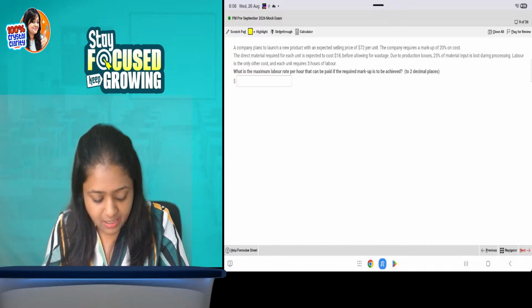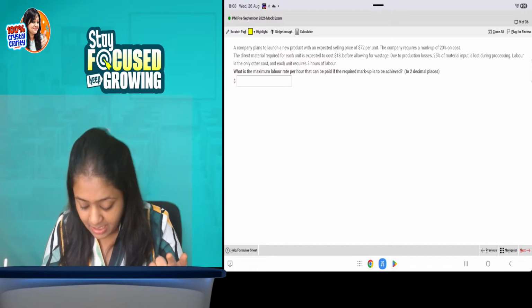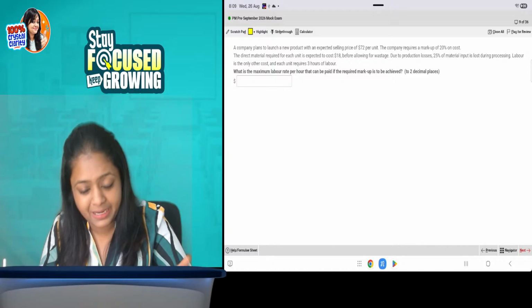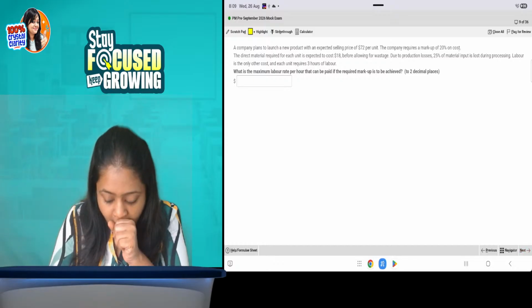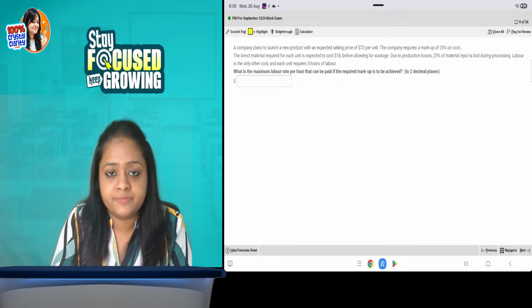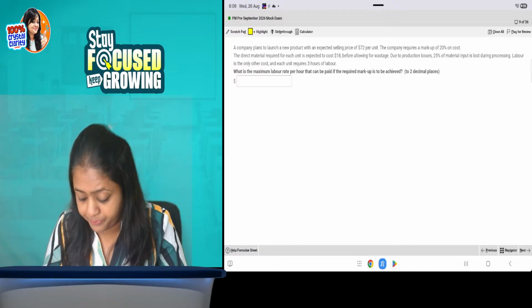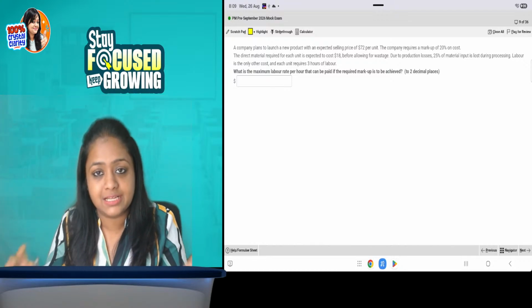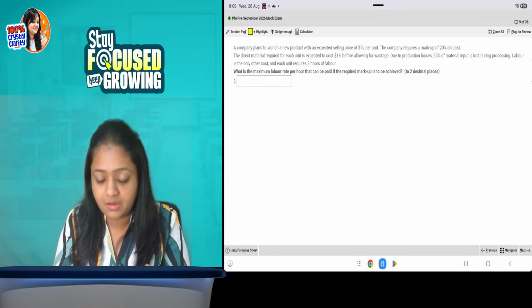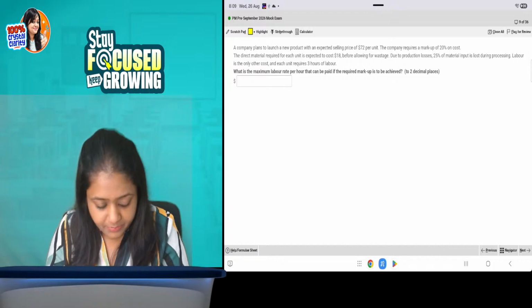Here a company is planning to launch a new product with an expected selling price of 72. I think it's target costing, because launching a product with a price is generally target costing. The company requires a markup of 20% on cost. So 20% on cost means 1 by 5 on cost. Accordingly, 1 by 6 on sales. We add 1, so on this you will have 1 by 6 on sale.